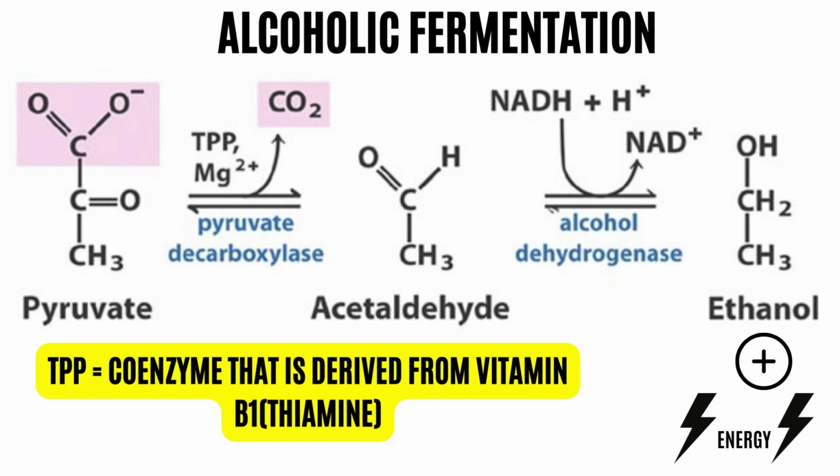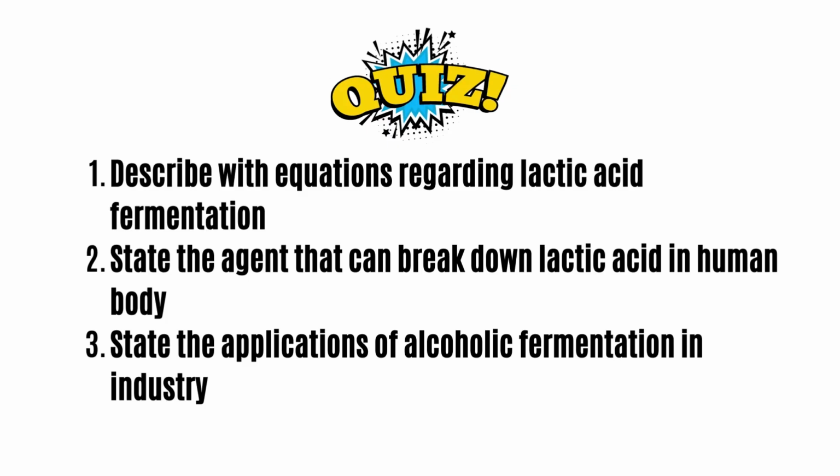However, in the wine-making industry, acetaldehyde is converted to ethanol by accepting hydrogen. So, the important compound is ethanol or ethyl alcohol. These are some questions that can test your remembrance of the topic. Pause this video and try to answer them. That's all regarding anaerobic respiration.